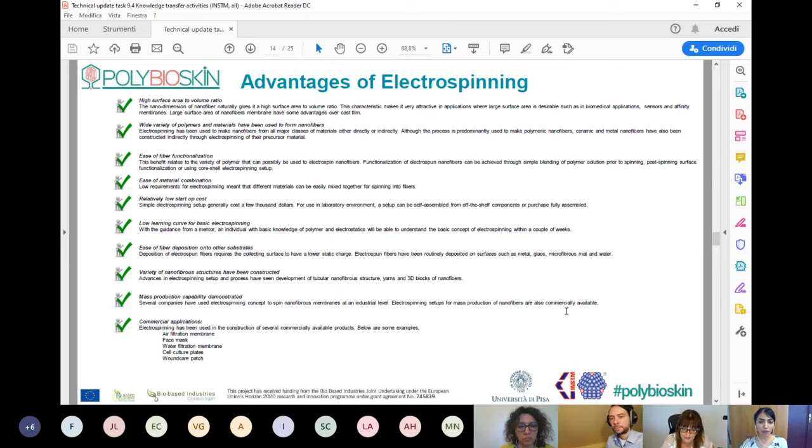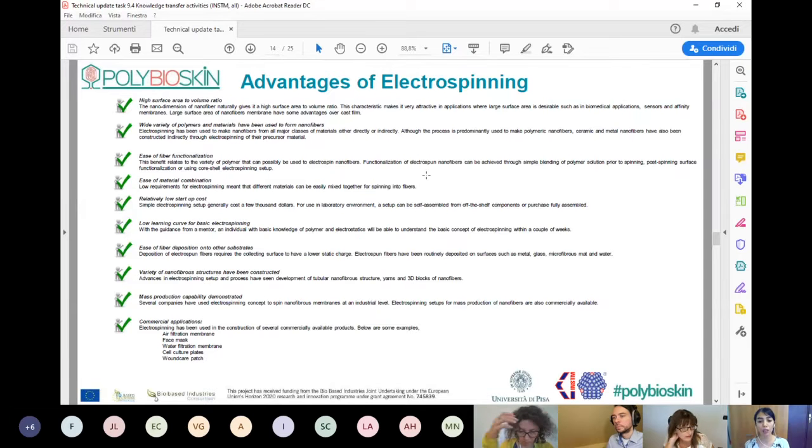Here you can see some advantages of electrospinning for different applications. The most important advantage is that electrospun fibers have a very high surface area to volume ratio, which gives very good properties for some specific applications like biomedical applications, sensors, and other applications. And electrospinning covers a lot of polymers, and we can use a lot of polymers to produce nanofiber by the electrospinning method.